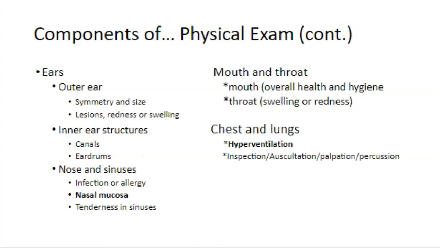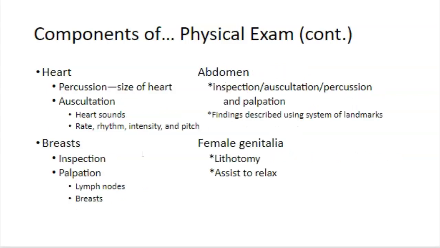You would inspect, auscultate, palpate, and percuss the front part of the chest as well as the back part, or the anterior and the posterior part of the chest. Listening for anything out of the ordinary, any abnormal breath sounds, the abnormal movement of the chest. Once you've done a complete chest, front and back, then you can go to the heart. And not all people will percuss the size of the heart, but it is an option that you can do. Generally, after you've percussed, you would then auscultate for heart sounds, and then you're going to look at the rate, rhythm, intensity, and pitch, as well as looking for any murmurs in the heart.